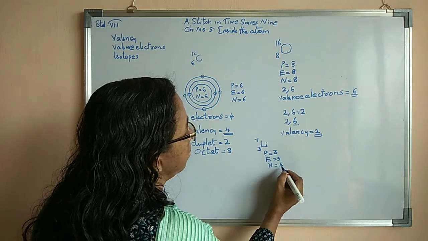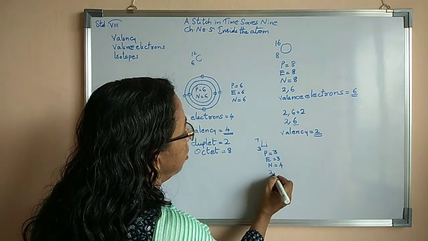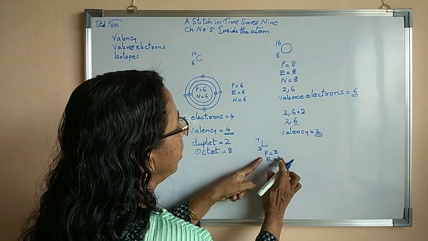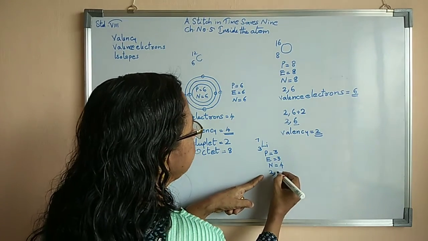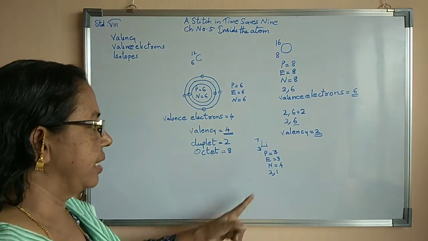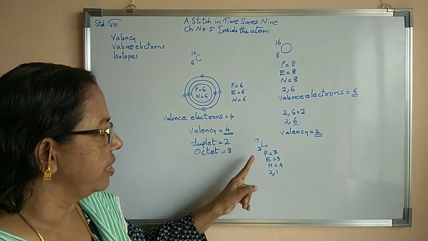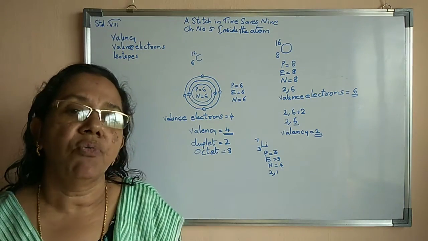Now electronic configuration we have to write. First orbit can have 2. Here total 3 is there. First orbit has 2, second orbit has 1. So electronic configuration of lithium is 2, 1.